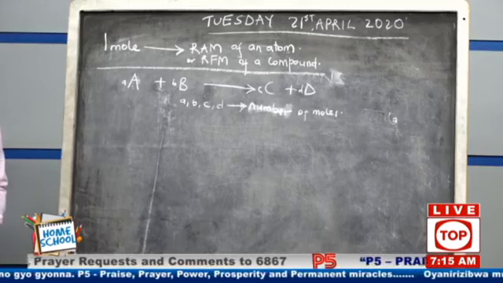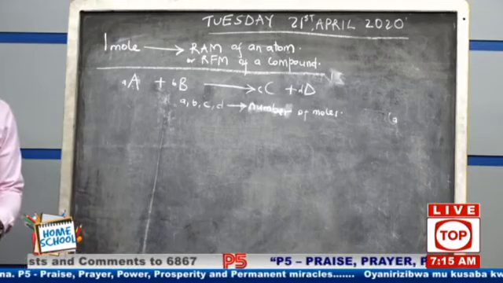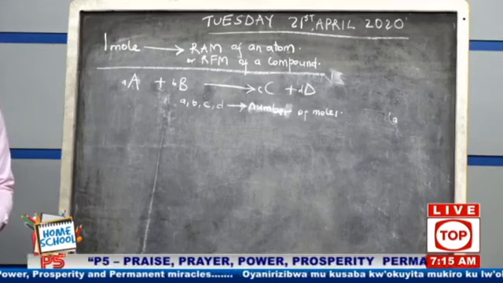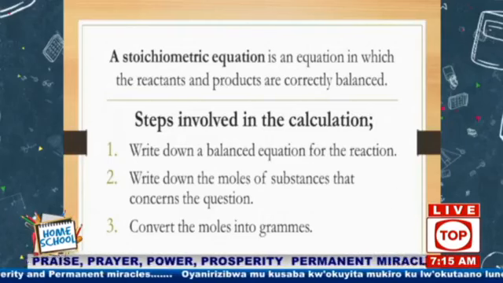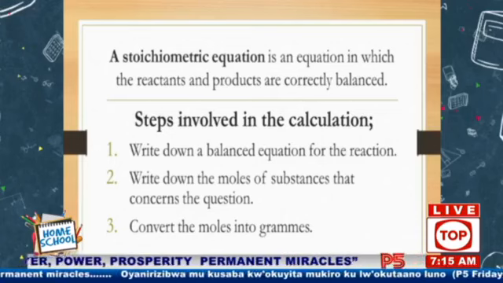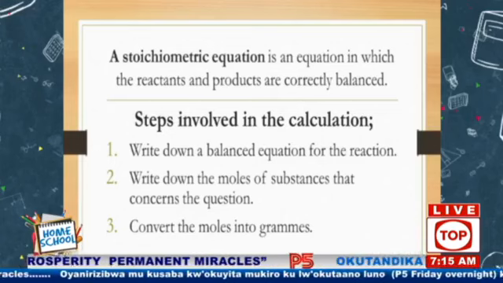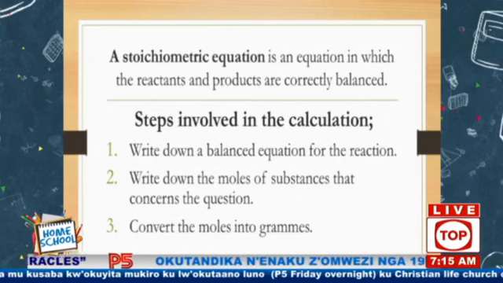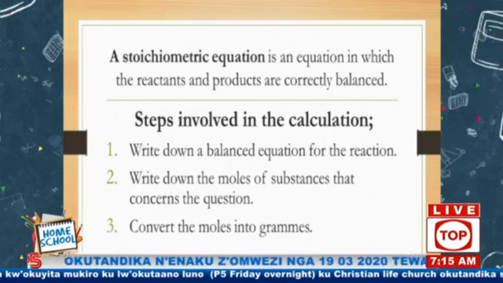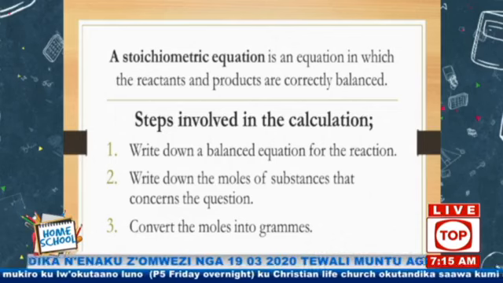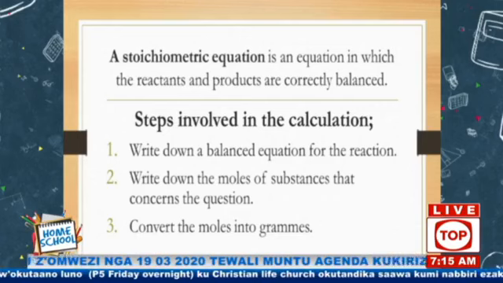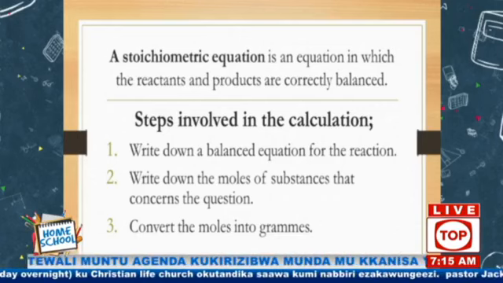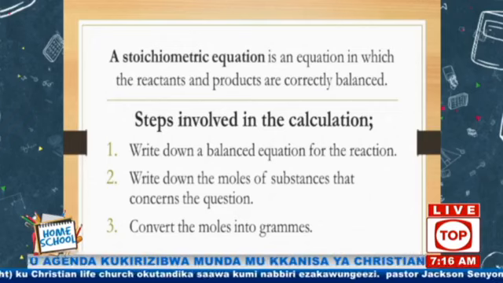We are saying that a stoichiometric equation is an equation in which the reactants and products are correctly balanced. And now we want to look at the steps that are followed in this calculation. When we are calculating for these masses, what are the few steps that you can follow? For you to be able to calculate for masses, you need to write down a balanced equation for the reaction. You look at the reaction that is taking place.